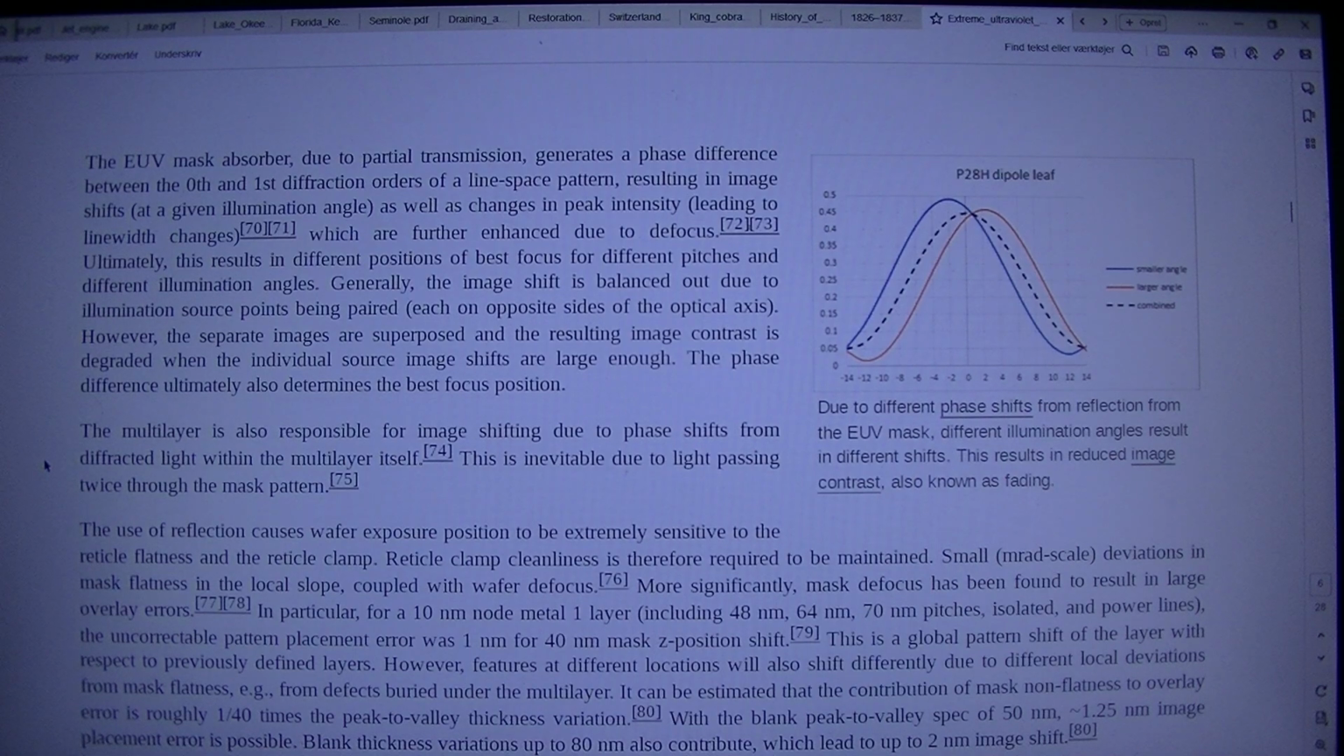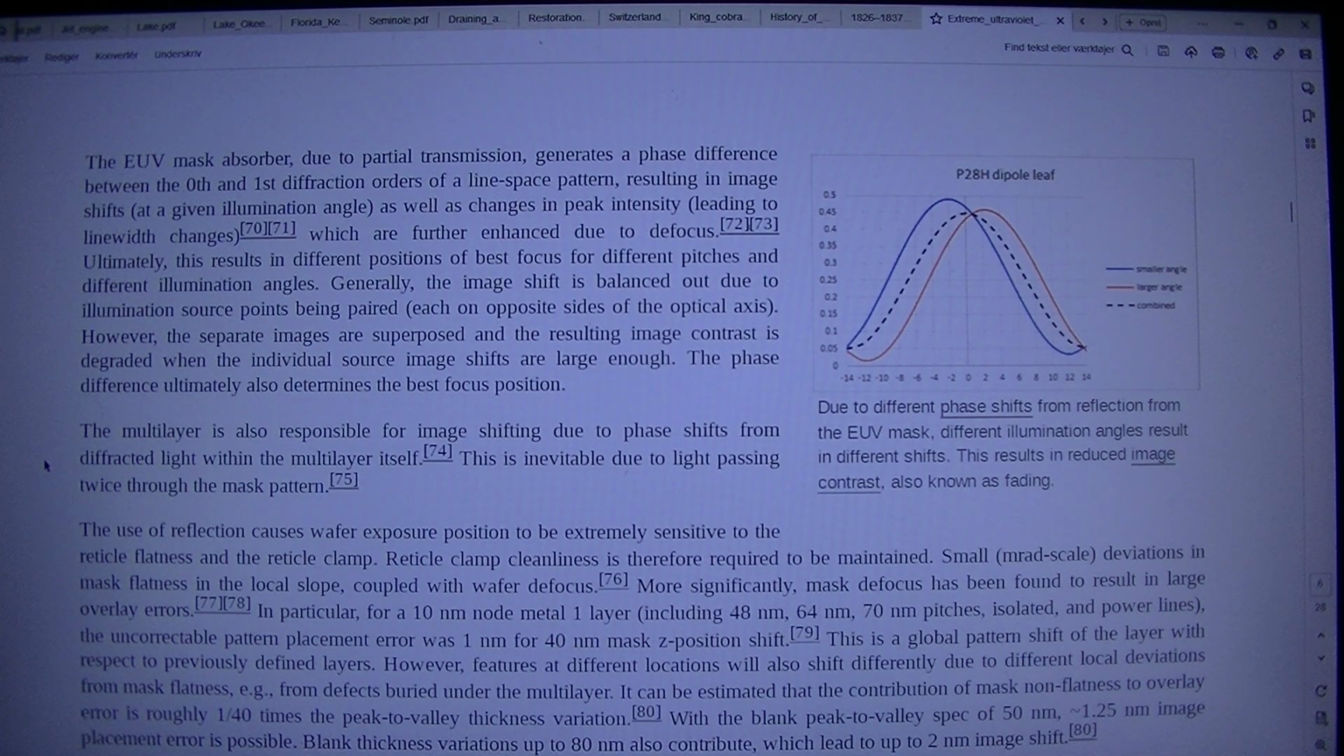The EUV mask absorber, due to partial transmission, generates a phase difference between the 0th and first diffraction orders of a line space pattern, resulting in image shifts at a given illumination angle, as well as changes in peak intensity, leading to linewidth changes, which are further enhanced due to defocus. Ultimately, this results in different positions of best focus for different pitches and different illumination angles.